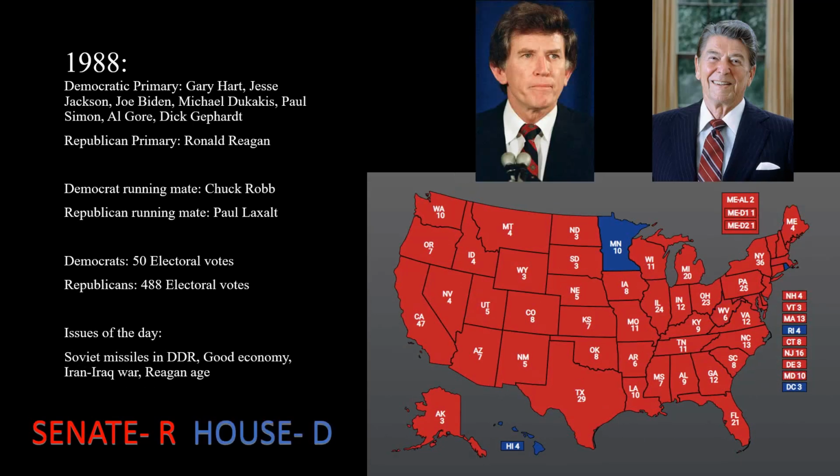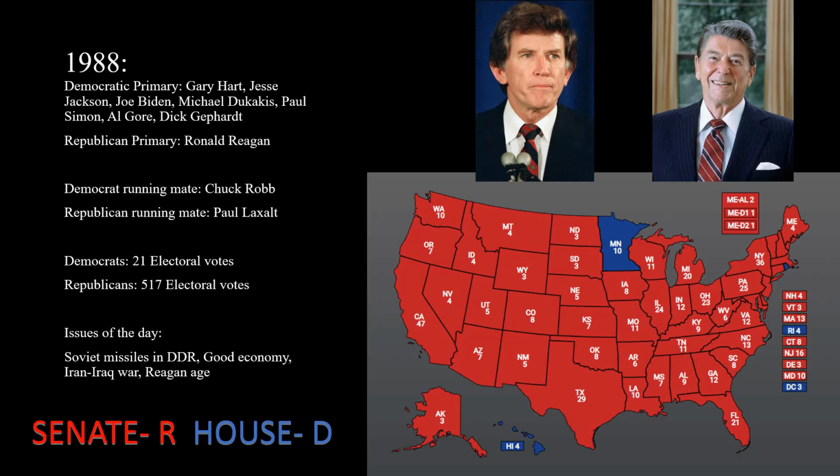In 1988, Reagan is seeking re-election. The Democratic primary is crowded, and it is eventually won by Gary Hart. On the way to the nomination, Hart has to defeat the seven dwarfs, led by people like Michael Dukakis, Jesse Jackson, Joe Biden, Paul Simon, Al Gore, and Dick Gephardt. The international situation and the Cold War is, however, tense. The Soviet Union has placed nuclear missiles in East Germany, and while the economy is good, people are afraid, and Reagan is easily re-elected in one of the biggest landslides in history, along with his vice president and good friend Paul Laxalt.